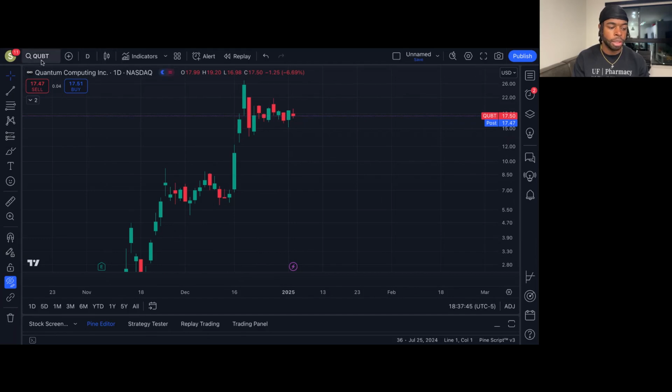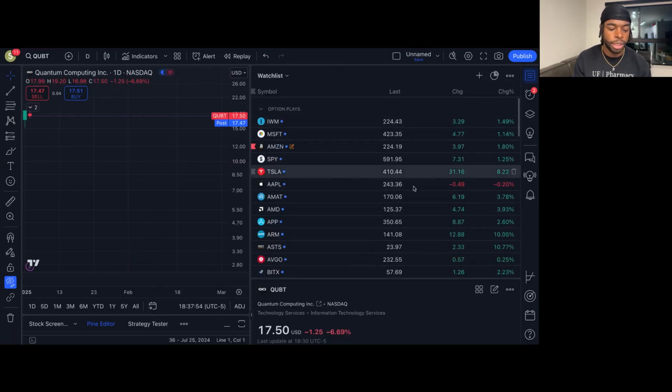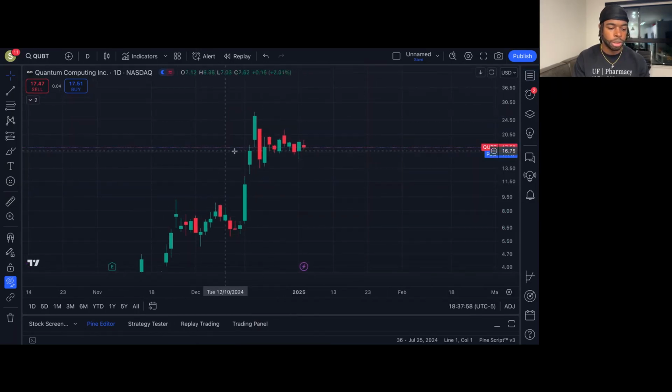So if you look at the top, it tells you your ticker symbol here on the top left. And then on the right-hand side, you can click on this top. It's your watch list. So, you know, my watch list is absolute fire. Go ahead and copy it, screenshot it if you want to. But yeah, we're currently looking at QUBT.